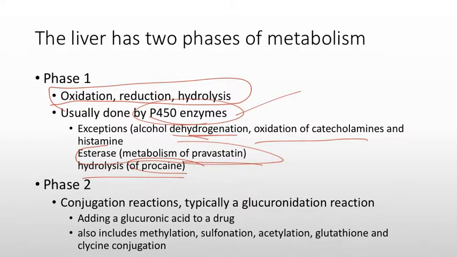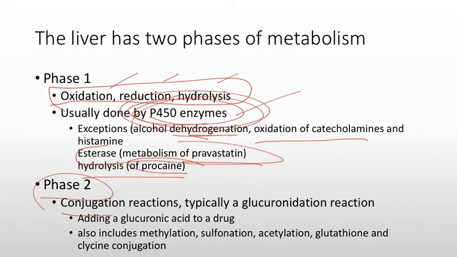The rule is that phase 1 metabolism happens by enzymes called cytochrome P450 enzymes. And by performing oxidation, reduction, or hydrolysis, I'm hoping to make my molecule water-soluble. It might become a little bit water-soluble, it might become very water-soluble, hydrophilic, or it might not change at all. In that case, we can go to phase 2 metabolism.